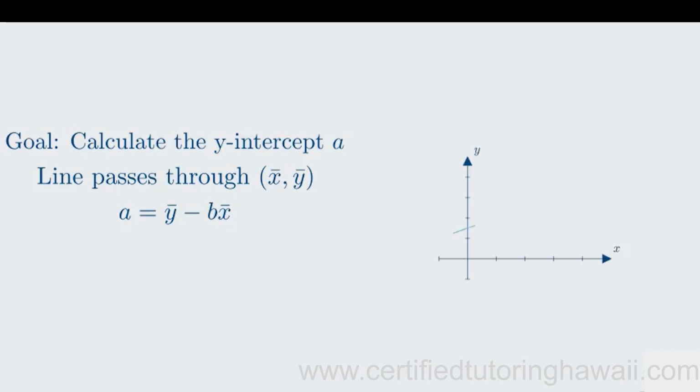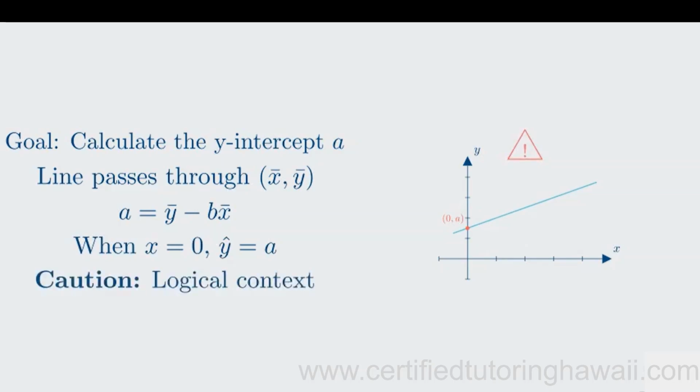Now that we have the slope, how do we find the y-intercept? Remember that we just learned the line must pass through the point of the means x bar and y bar. We can use this fact to solve for a. The y-intercept, a, is equal to the mean of the y values minus the slope times the mean of the x values. In terms of interpretation, the y-intercept is the predicted value of the response variable when the explanatory variable is exactly 0. However, you must be careful.